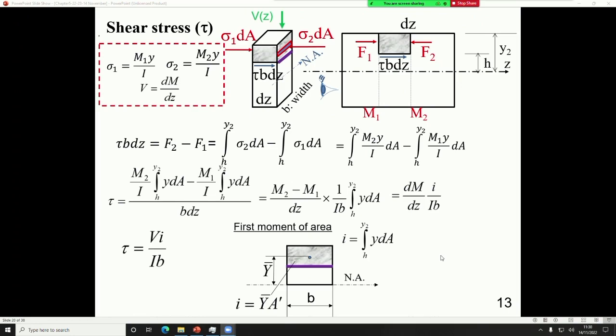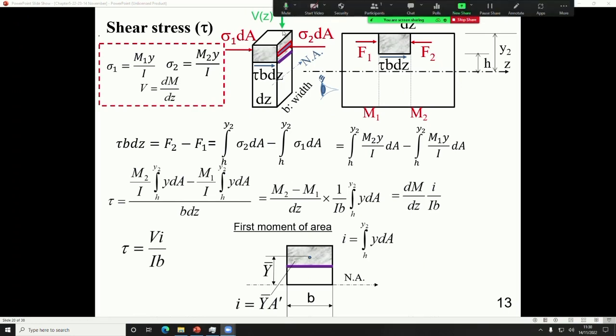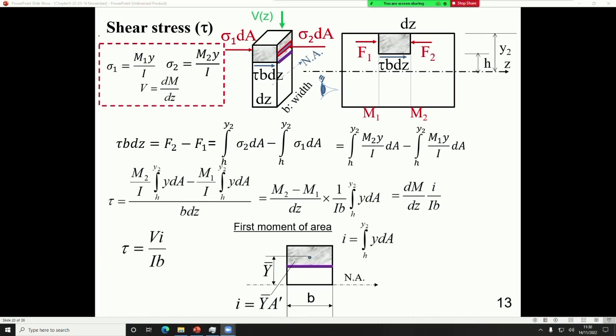So if I'm after the shear stress acting at any section, I need to have the shear force acting in that location, the second moment of area, the width of the section, and the first moment of area of the region enclosed between the layer I'm interested in and the top layer, the free surface.